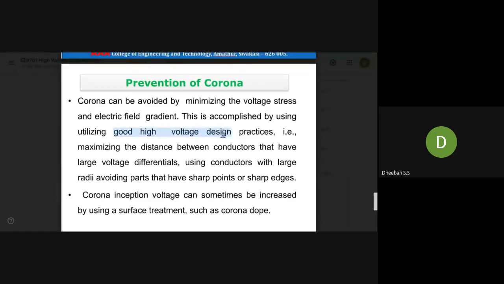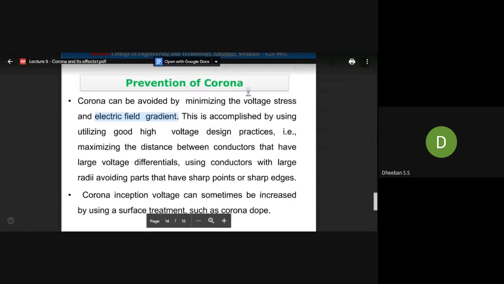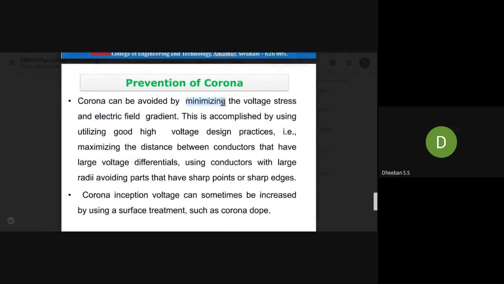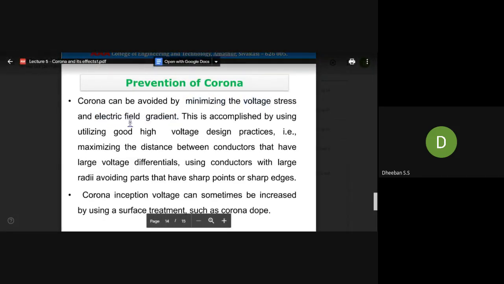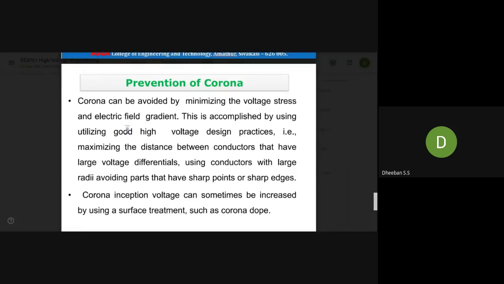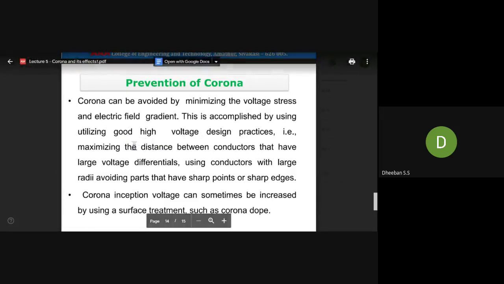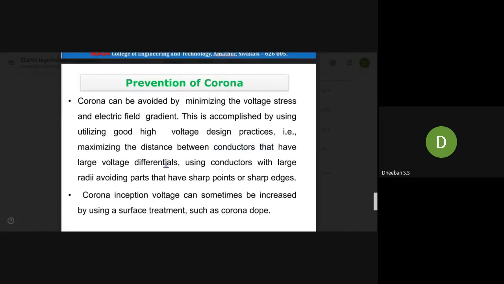As I said, the ionization of the air occurs around the conductor. This ionization occurs due to the voltage stress and the electric field gradient. So the first point to prevent corona is to minimize these two quantities. How can you do this? You can maximize the distance between conductors that have a large voltage differential.